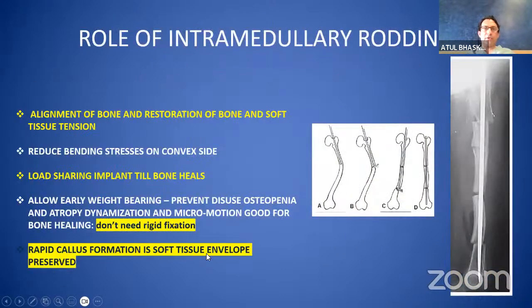Now, why do we need to put rods? I think the main principle is that once it aligns the bone as well as restores the soft tissue tension, it reduces the tension on the convex side, especially the bending forces, and it's a load-sharing implant, obviously till the bone heals. Once the bone is aligned, the healing is actually very quick, and it can allow early weight bearing. So the idea is to remove plasters as soon as possible to prevent any diffuse osteopenia, and hence you must avoid rigid fixations. Again, if you preserve the soft tissue envelope, the callus formation is very, very rapid, and this really helps us to mobilize these children much earlier.